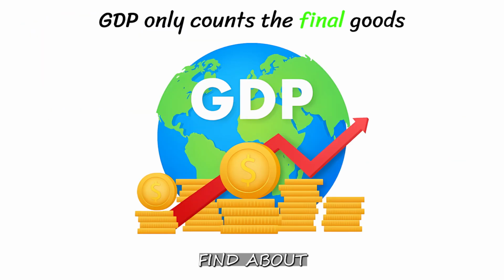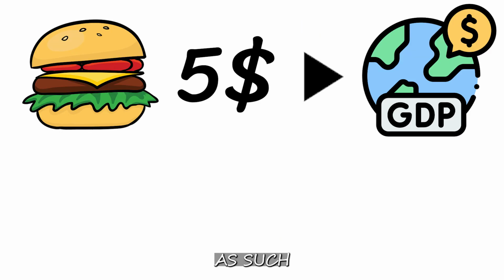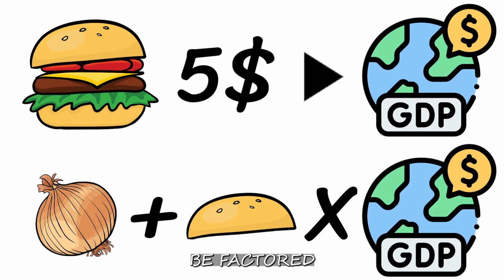Another thing that you'd find about GDP is that it is only the final goods that are considered when it's being calculated, not components. As such, you'd find that the cost of a burger goes into the GDP, but the costs of the onions and the buns might not be factored in.